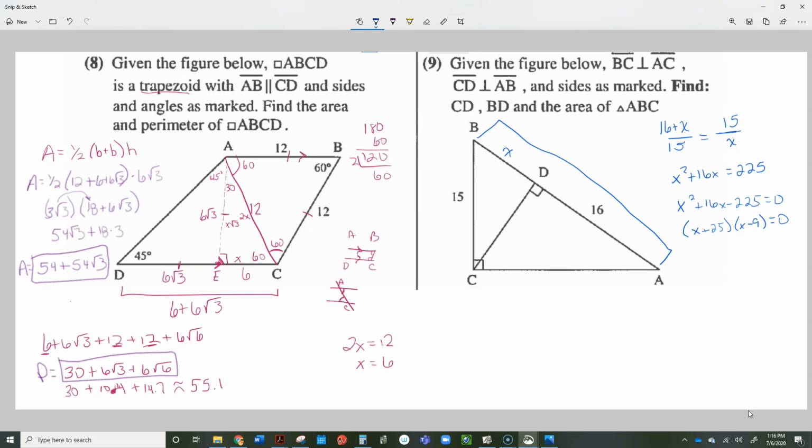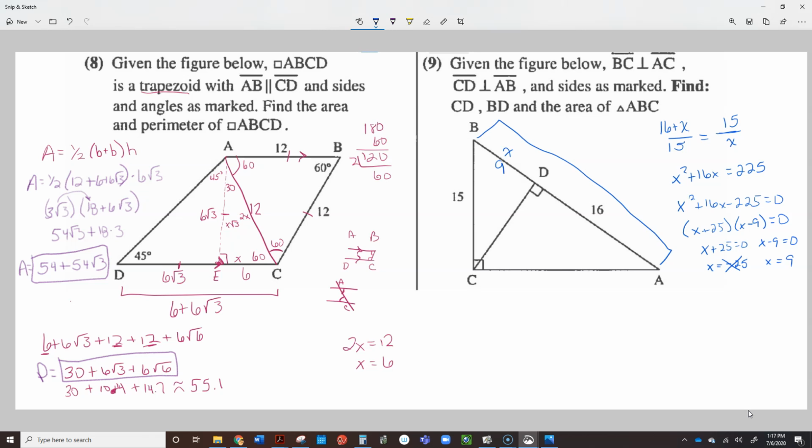Now, we use the zero product property to tell us that x plus 25 has to be equal to 0, or x minus 9 has to equal 0, because when you multiply two numbers together and you get 0 as an answer, one of those numbers has to be 0. So the answer is either negative 25 or positive 9. X is a distance, so it can't be a negative value. So we know that this thing right here is 9.